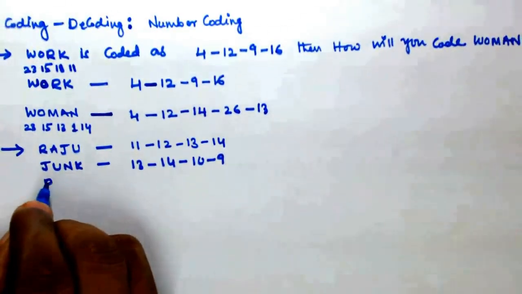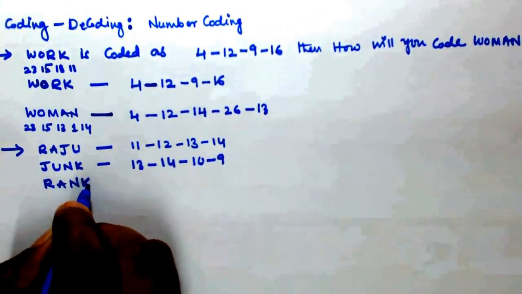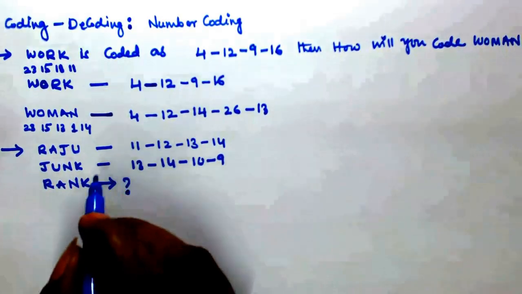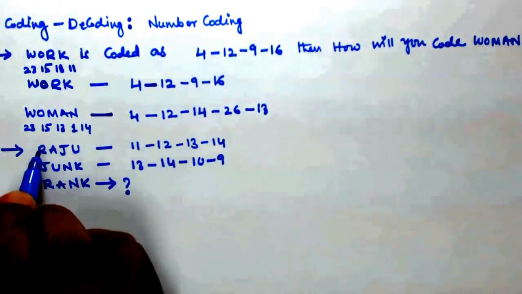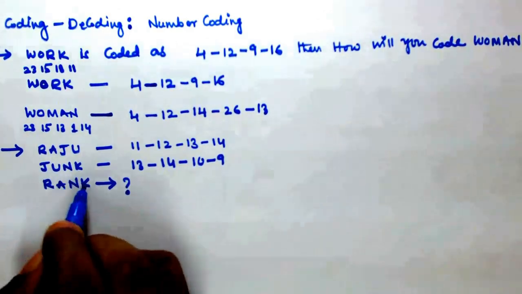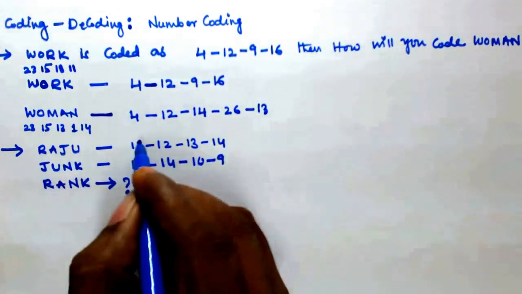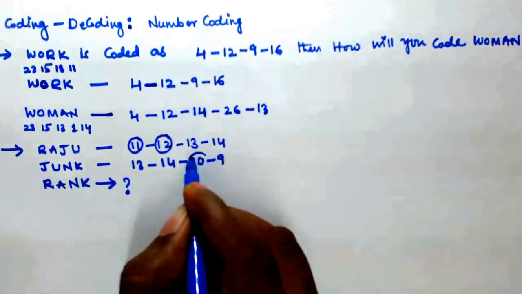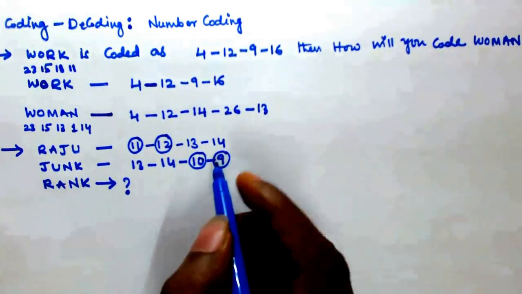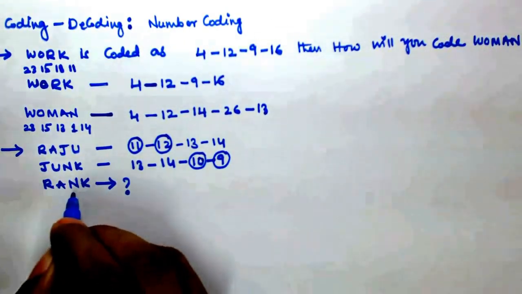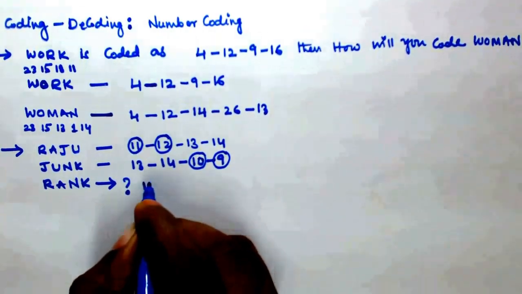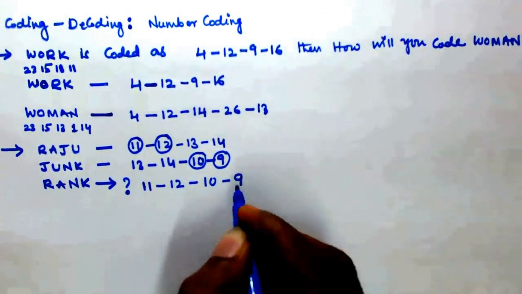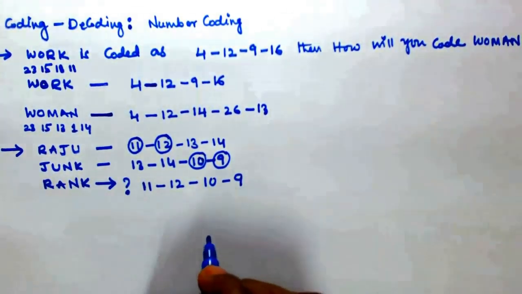So then how is the word rank coded? This one we have to find. If you observe, we can find R here, A here, N here and K here. So directly we take R is 11, A is 12, N is 10 and K is 9. So rank is going to be coded as 11, 12, 10 and 9. This is very easy.